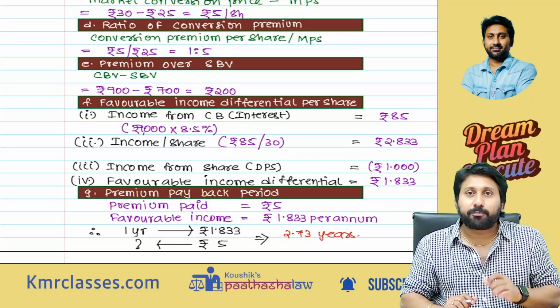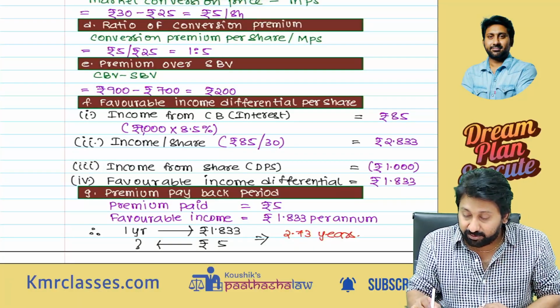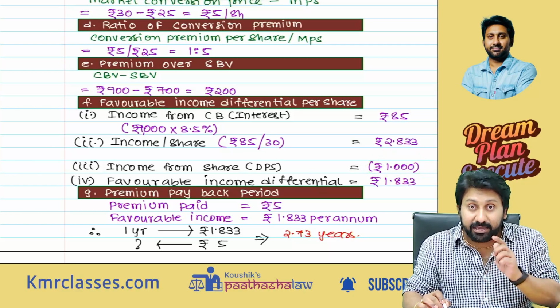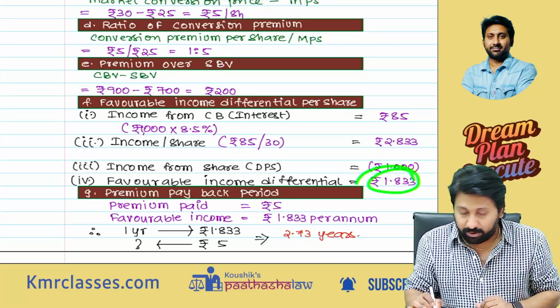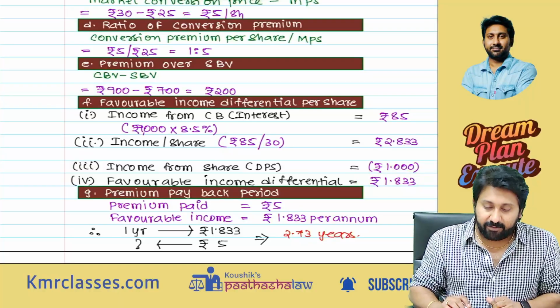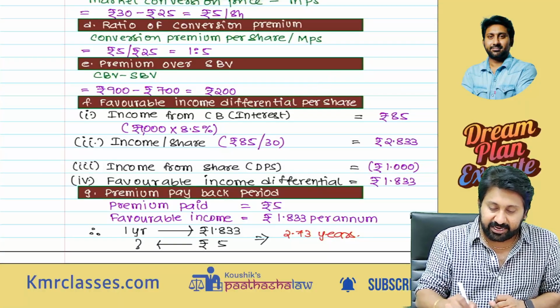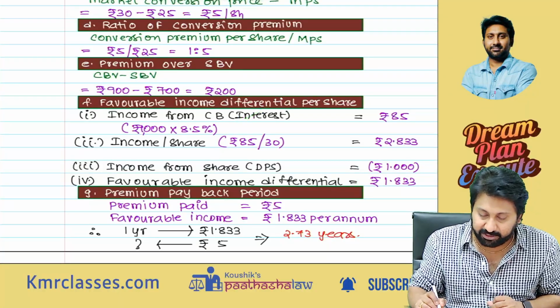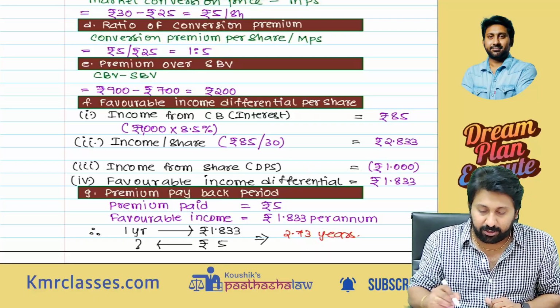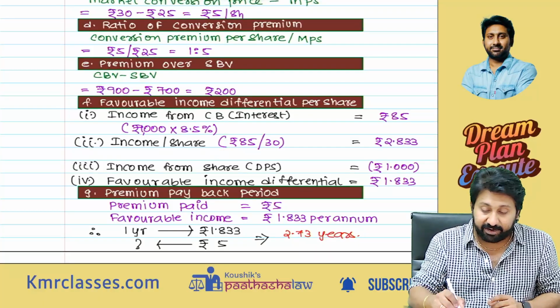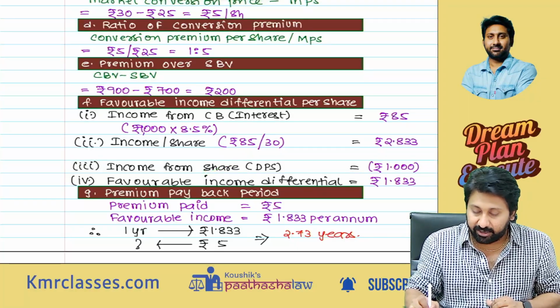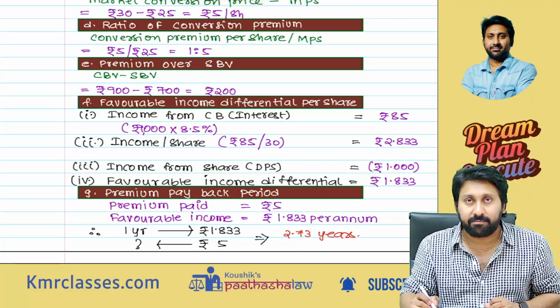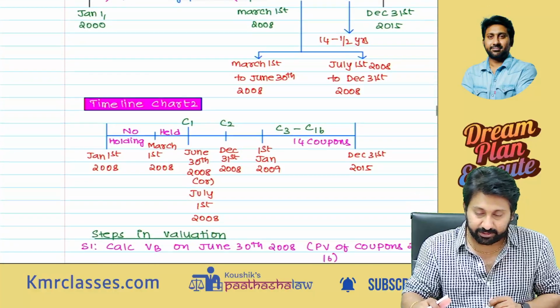If you convert it to a share, you will get a dividend of 1 rupee. By holding the convertible bond, how much favorable extra income are you getting? 1.833. So the favorable income differential formula is income from convertible bond divided by number of shares, minus income from share independently. That's it.